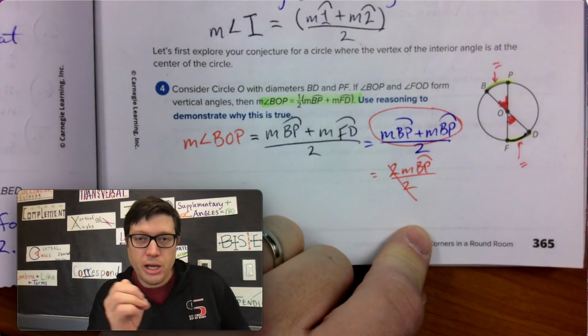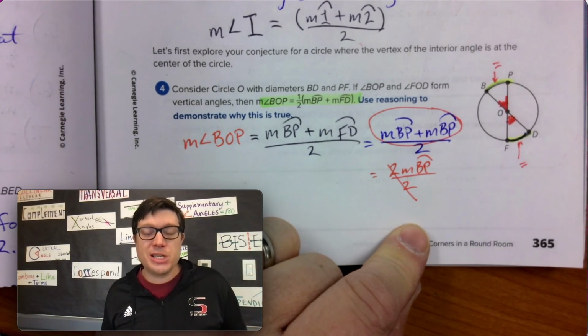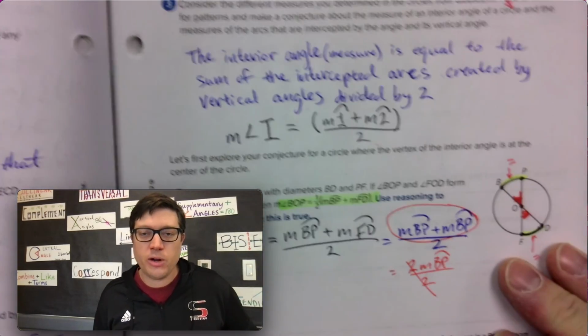That is the rest of this page. We're going to do page 366 next. Continue to talk about the interior angles of a circle.